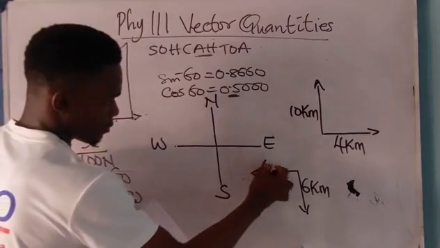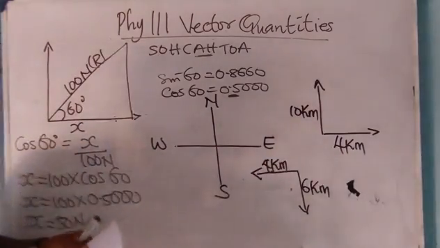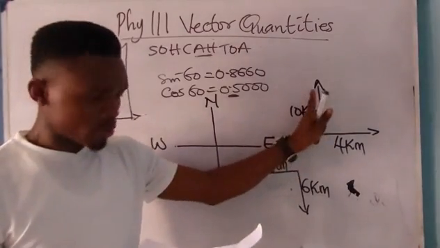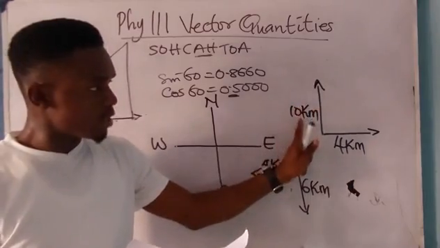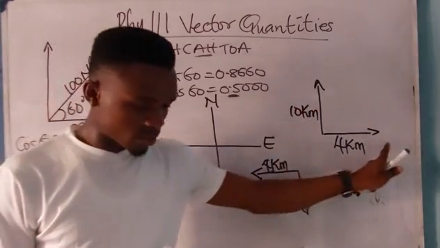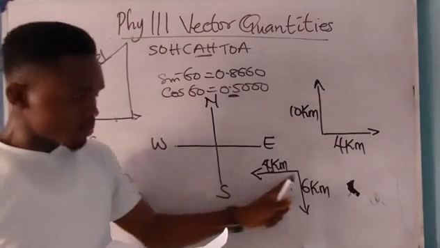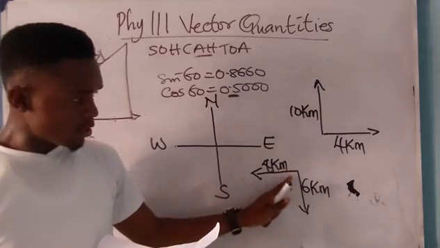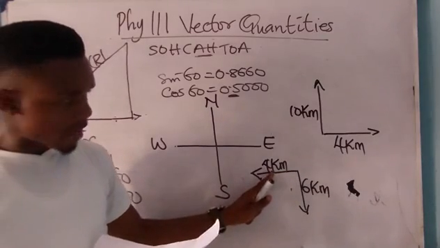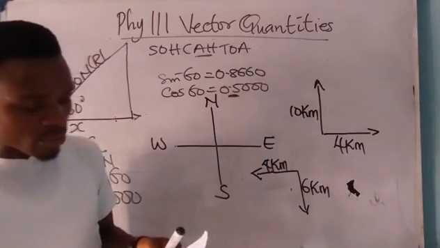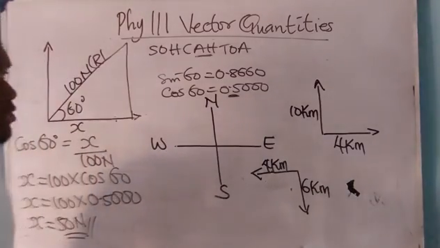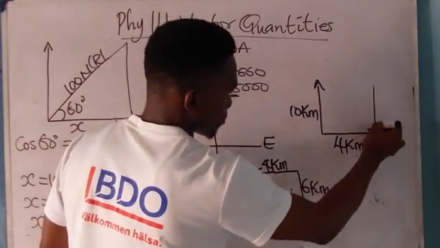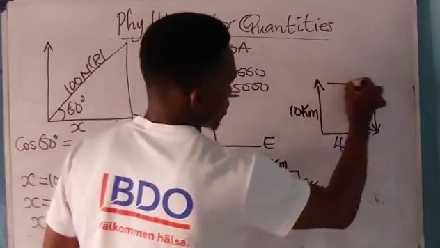Now they said a lorry travels 10 kilometers northwards and 4 kilometers eastwards, then 6 kilometers southwards and 4 kilometers westward, to arrive at a point P. What is the total displacement? You have to bring it here like this. Then you have another one here.